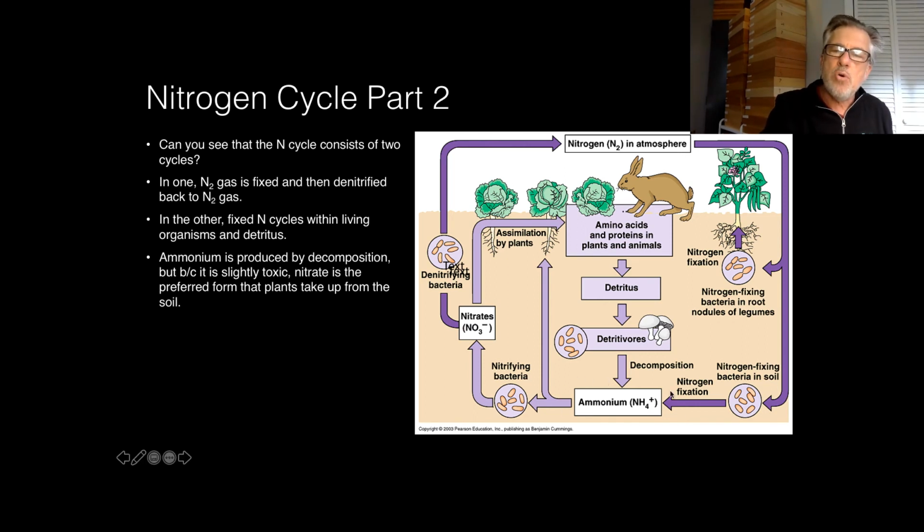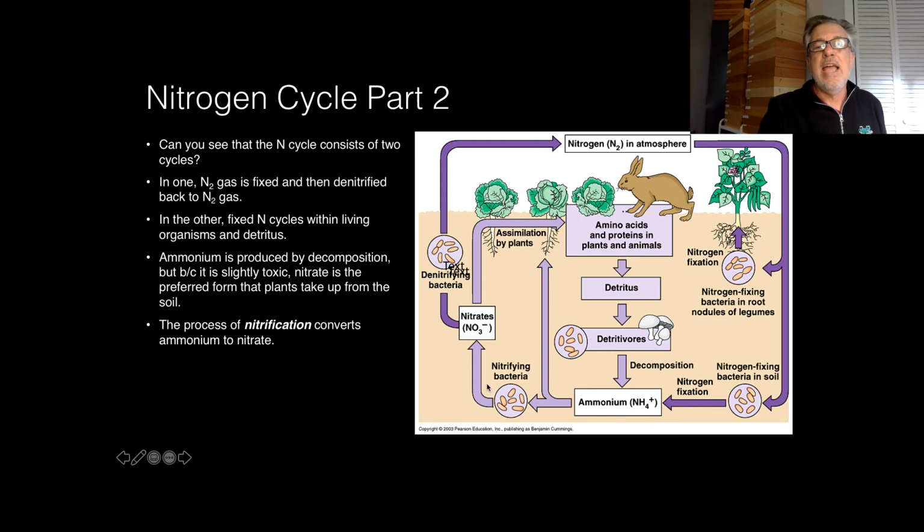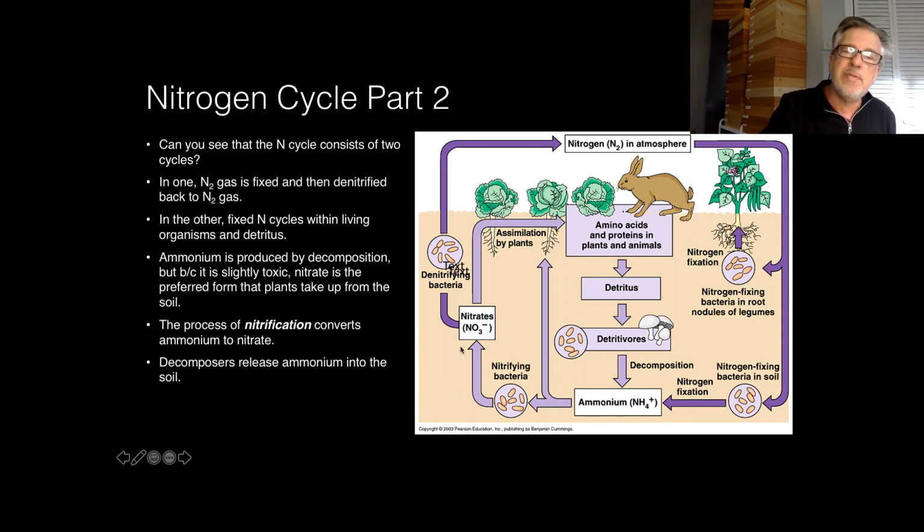Now, it's interesting that ammonium is slightly toxic to organisms, and so the preferred form for picking up nitrogen from the soil for most plants is as nitrate. This conversion of ammonium to nitrate is also done by bacteria. It's called nitrification, and it's done by nitrifying bacteria, surprisingly enough, and so it's part of this cycle. And I want you to notice that the decomposers release ammonium as a waste product and a decomposition product. And so this nitrification facilitates the growth of plants by having the natural process of ammonium being converted to nitrate happen a lot more quickly by these bacteria.